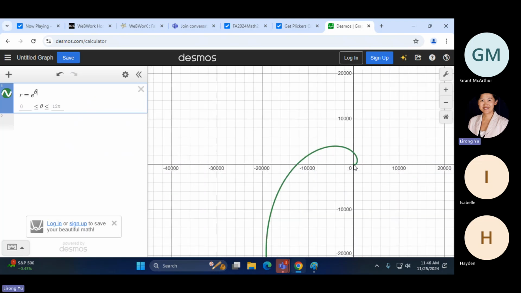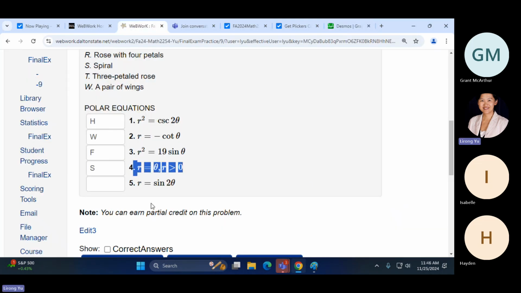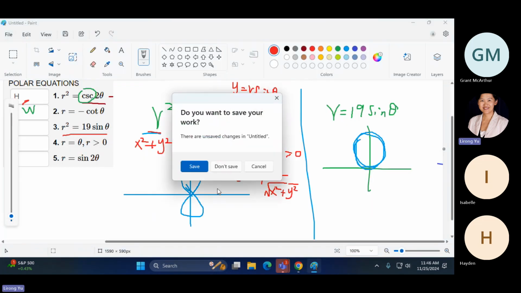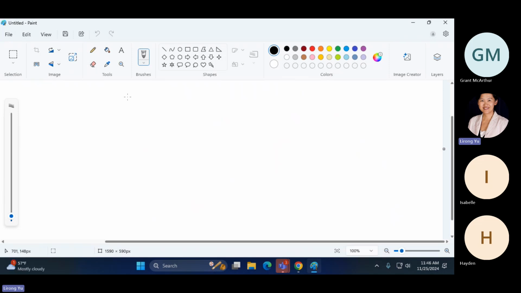So anyway, the last picture is r equal to sine 2 theta. That is something we might have seen before. The last one goes r equal to sine 2 theta.